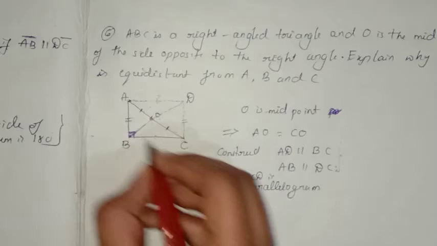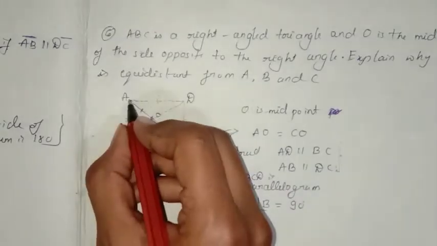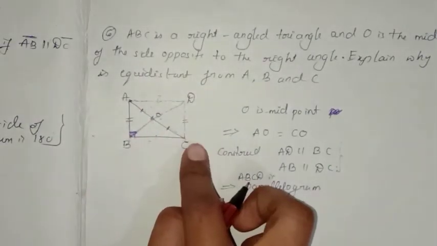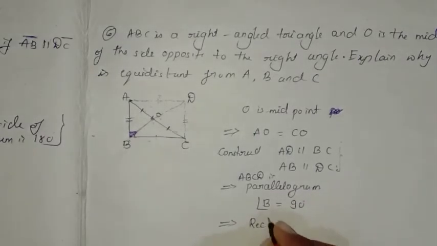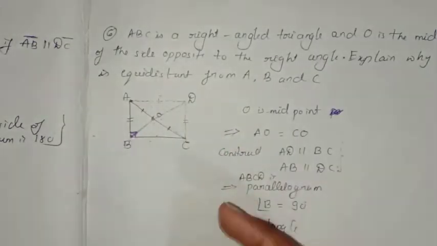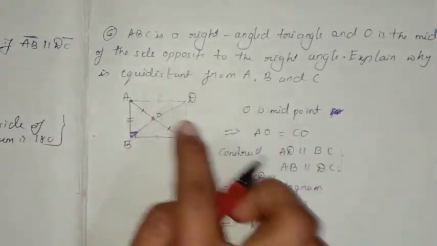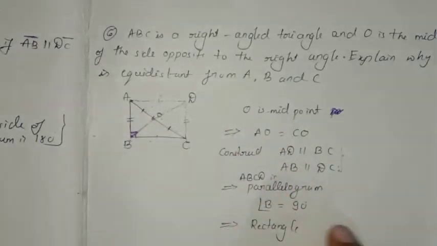And in the parallelogram, one of the angles they have given, angle B is equal to 90 degrees, or you can write angle ABC is equal to 90 degrees. If angle B is 90 degrees, then it is a rectangle. Because if it is a square, then what is the condition? All the sides must and should be equal. But here you observe that all the sides are not equal. Only the opposite sides are equal to each other. Hence, it is a rectangle. So what is the question?